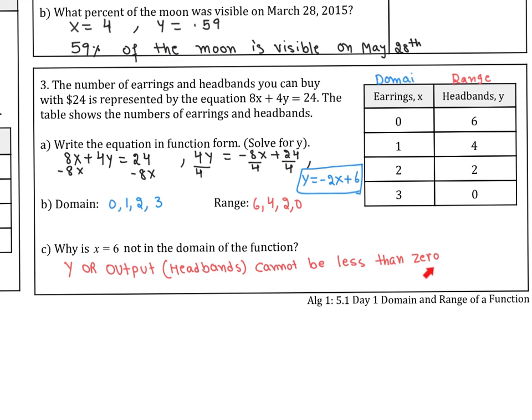cannot be less than 0, which means if you use x equals 6 in this function, that's going to be negative 2 times 6, that's negative 12. Negative 12 plus 6 is negative 6. So you cannot sell negative 6 headbands. So that's why it's not part of your domain. Again, you cannot sell a negative number of headbands. Because x equals 6 is giving you a negative value, that's why it's not part of your domain.